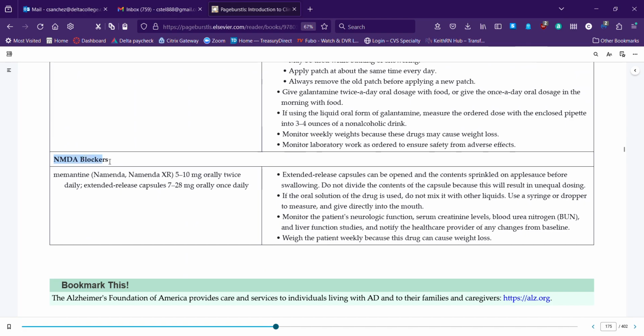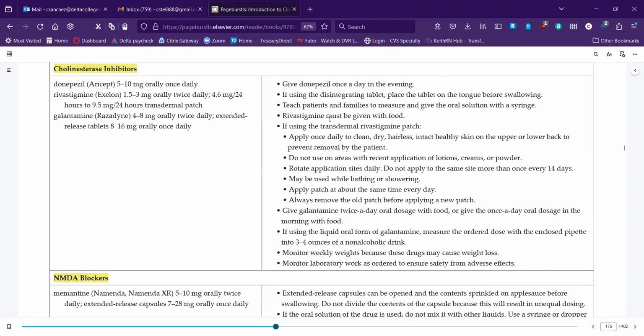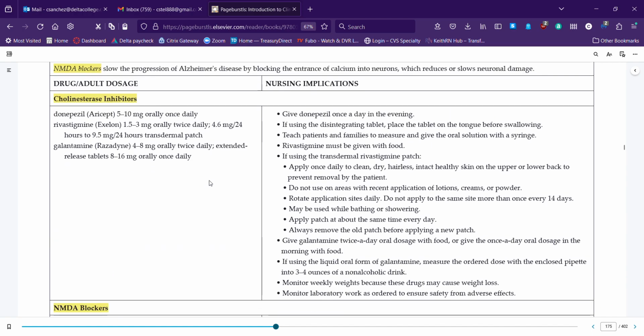So we have three here under the cholinesterase inhibitors, okay, that you need to know about. And then your NMDA blockers is just going to be that one drug that you need to know about, which is going to be your memantine or your Namenda. And then remember, the nursing implementations are going to pretty much be the same for this whole category, okay?